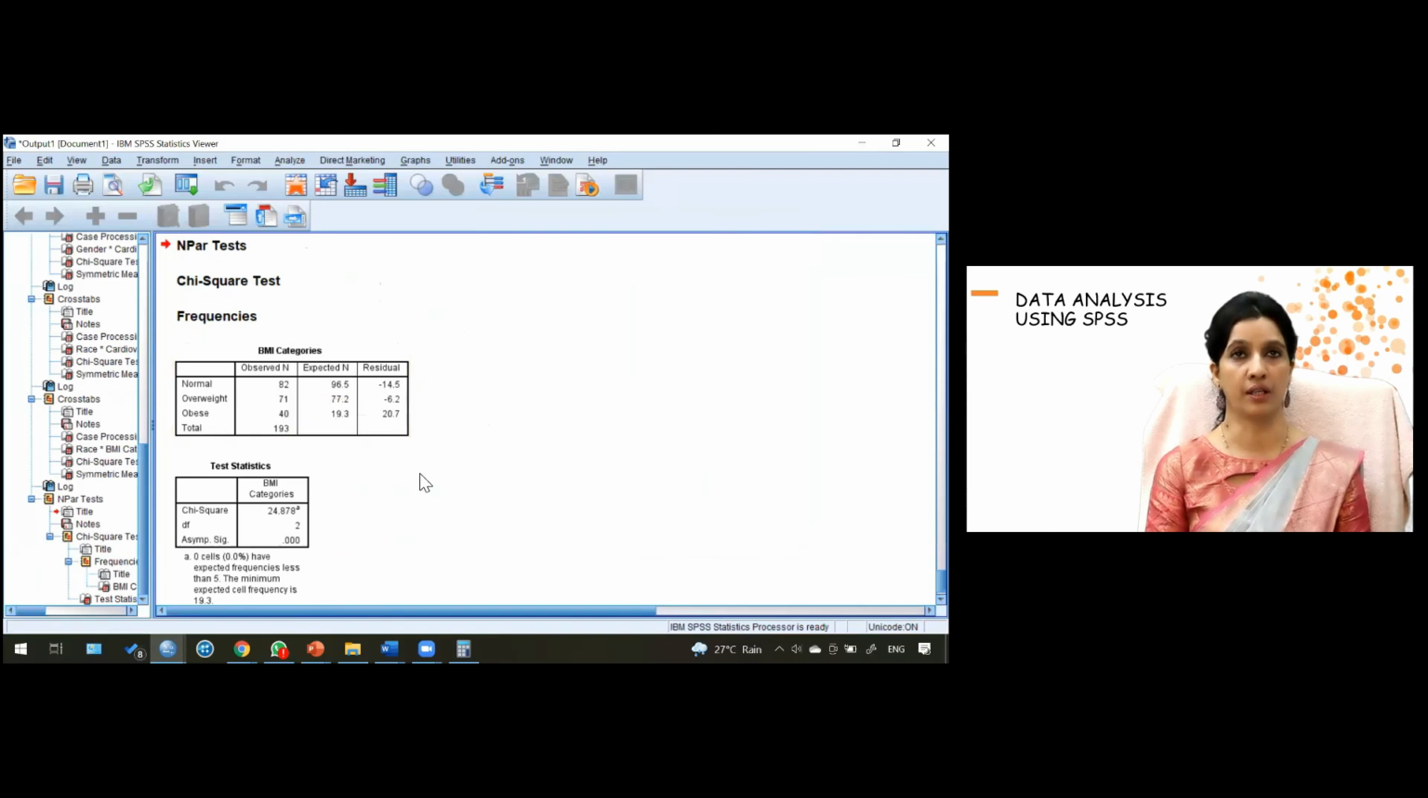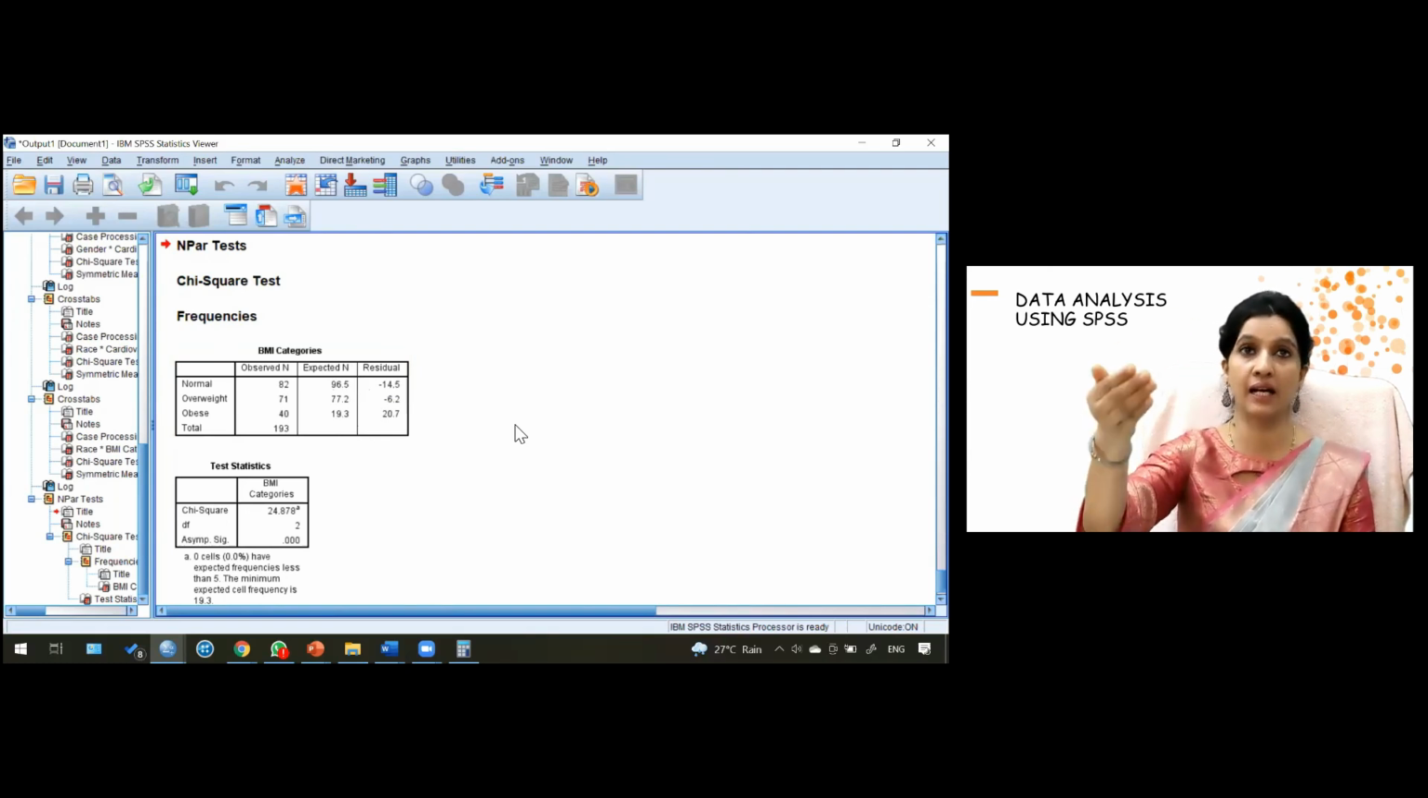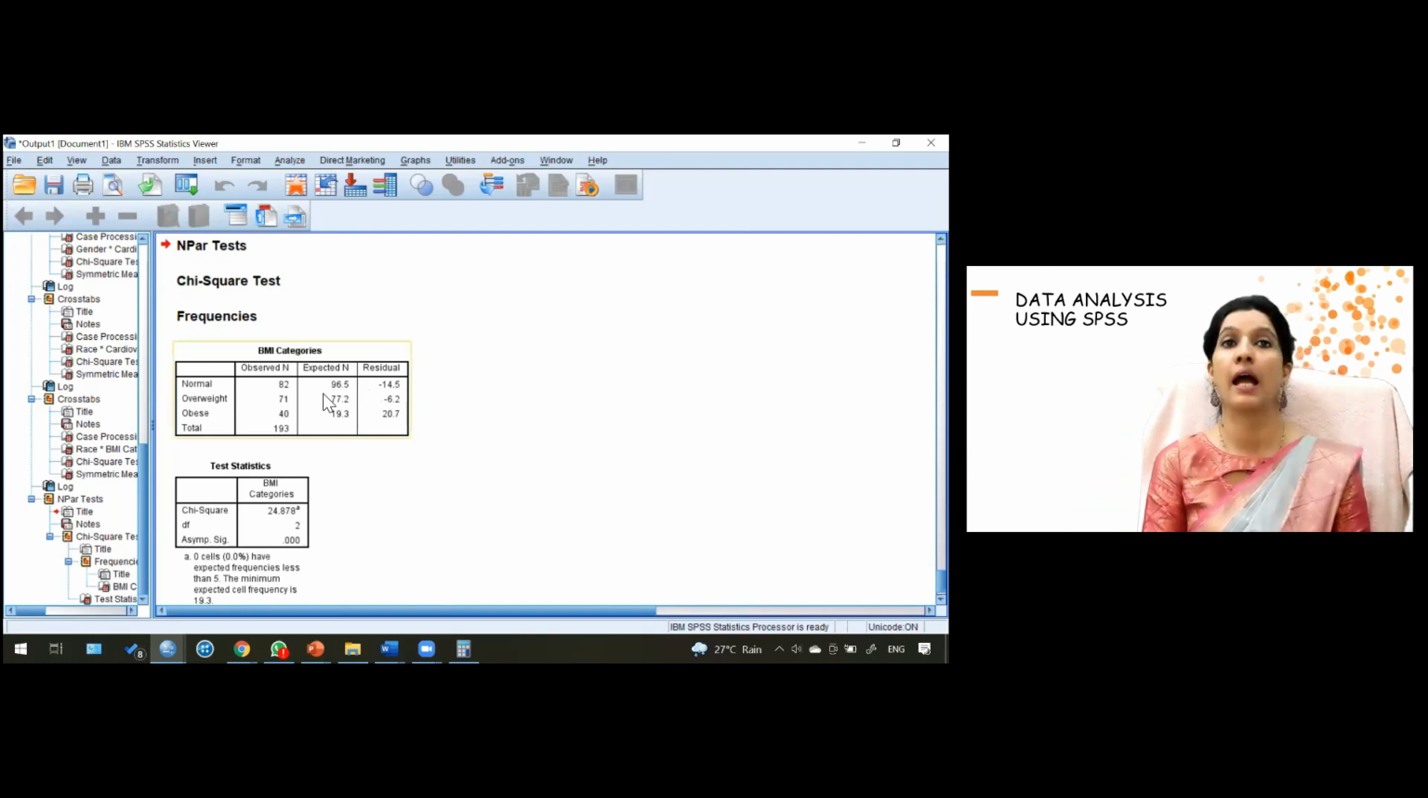Whereas the expected frequency it has calculated based on that 50%: 50% of 193 will be 96.5. Similarly, because the total sample size is 193, 40% will be 77.2 and obese is 19.3. So it has calculated based on that 193 and the proportions which we have set, 50, 40 and 10. So it takes the hypothesized as the expected number and the observed, you can see here, and this is the chi-square value with the degree of freedom. So you can see that it is significant.